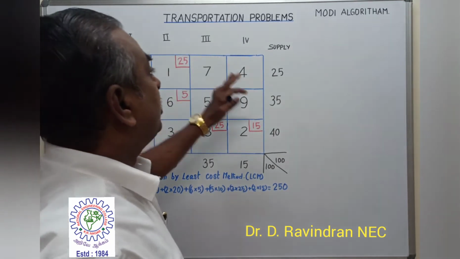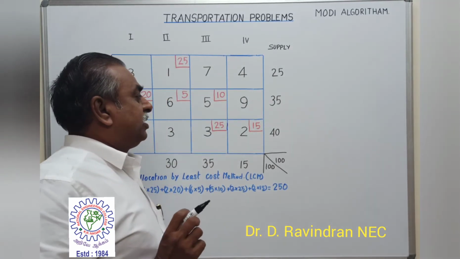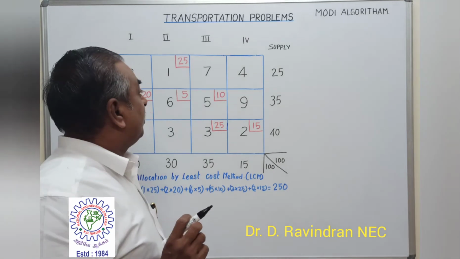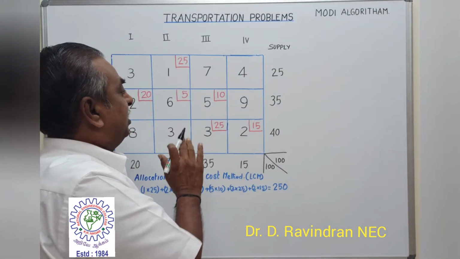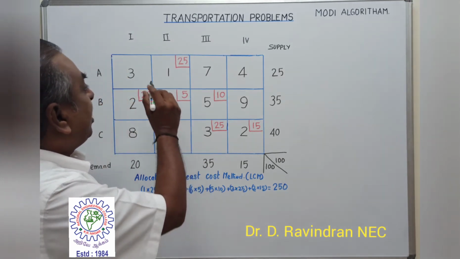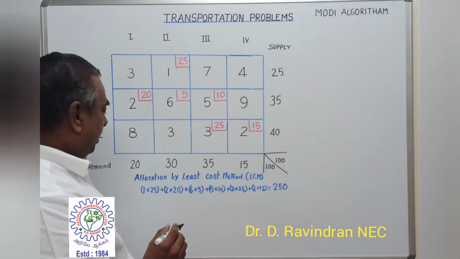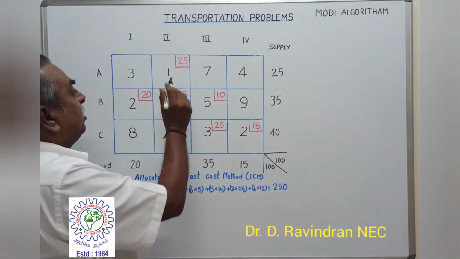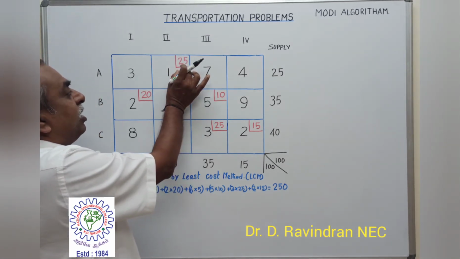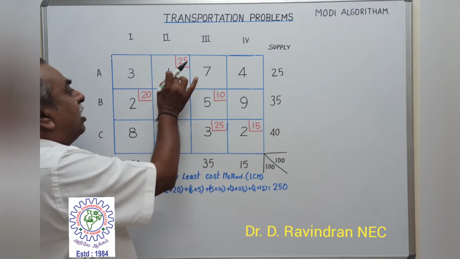Now in this transportation problem, we are going to check for optimality. Actually, this problem I have given in earlier video lectures. This transportation solution is given by the least cost method. In this least cost method, 25 units have been allotted at this cell at the cost of 1 rupee per unit.